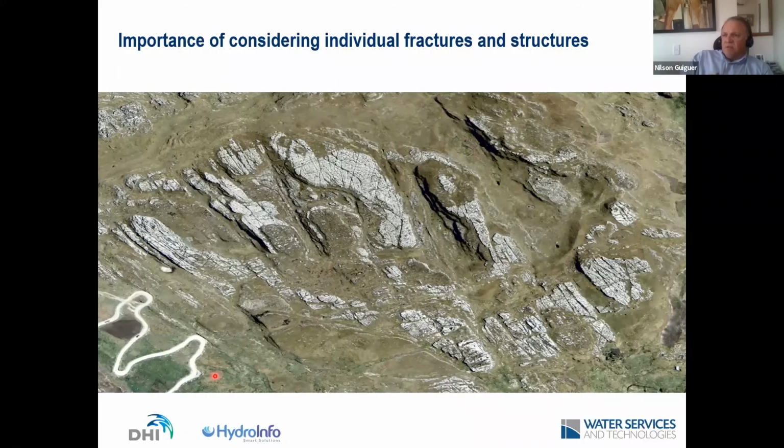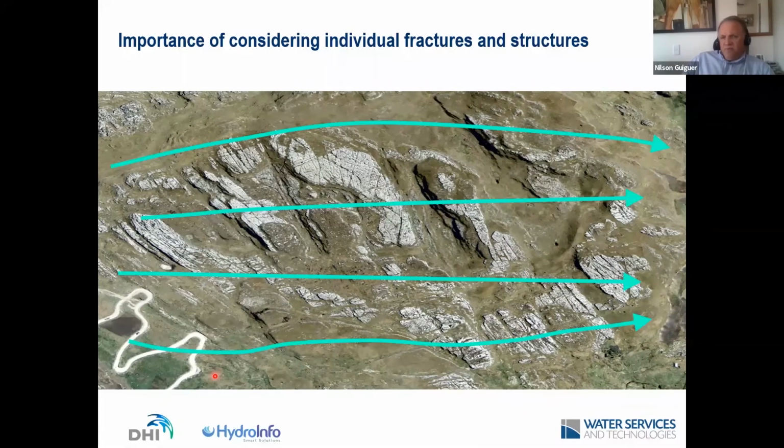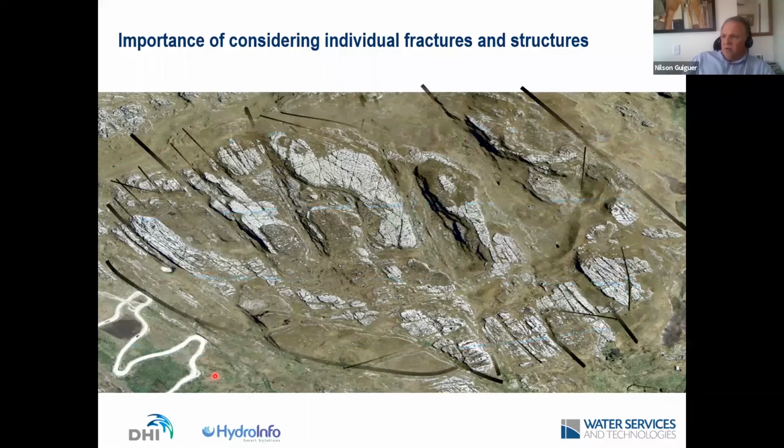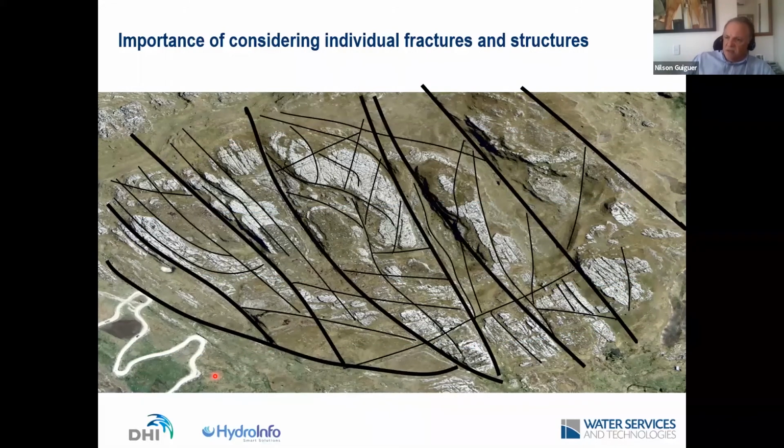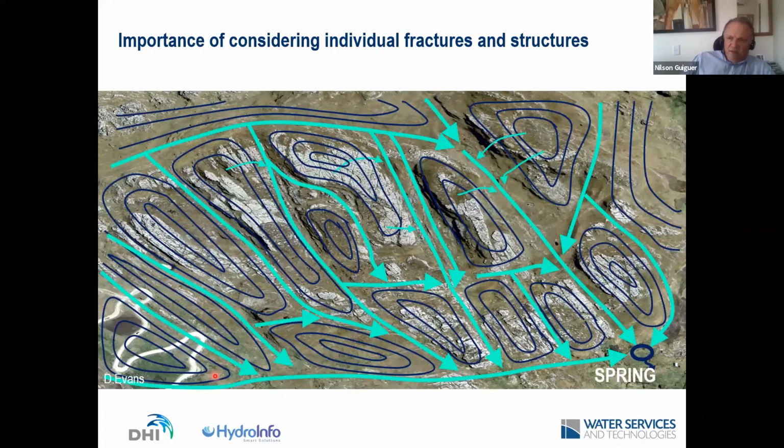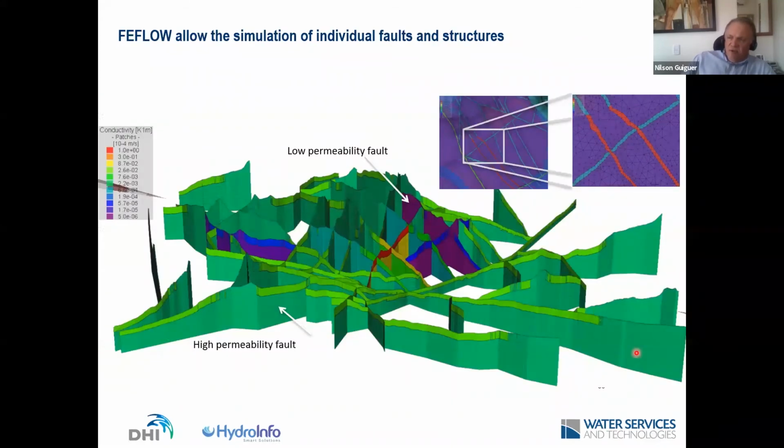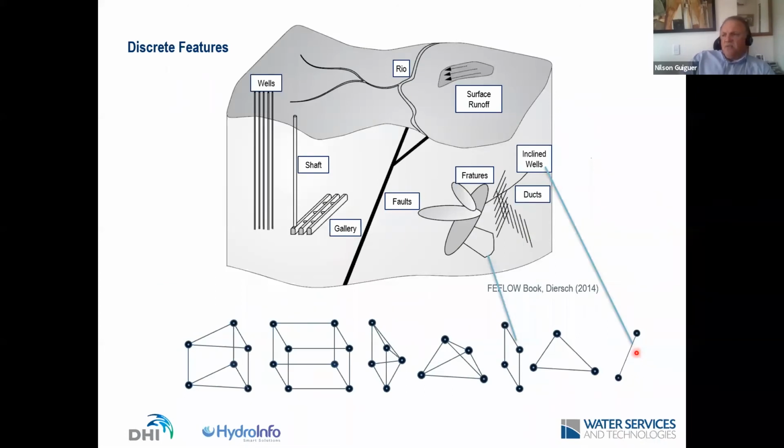Another example is the importance of considering individual fractures and structures, which FeFlow allows you to do. If you do a Darcy's Law model, you have one flow system. Now, if you consider the faults, which are clearly identified here, and you consider these individual faults, you end up with totally different pathways. And in this case, for example, there was a natural spring coming out here, and you could not calibrate unless you considered this system of fractures. In this case, FeFlow allows you to simulate individual faults and structures. And this is possible via these discrete features.